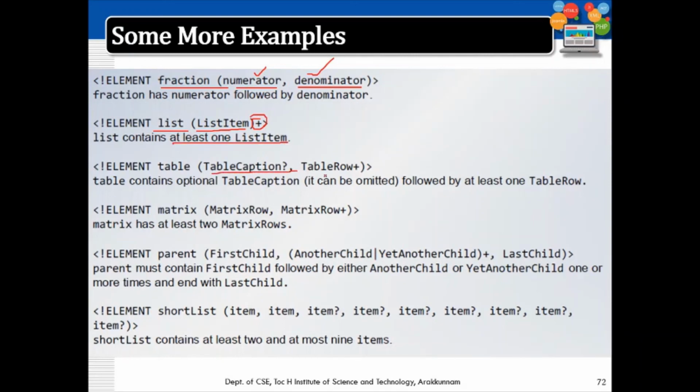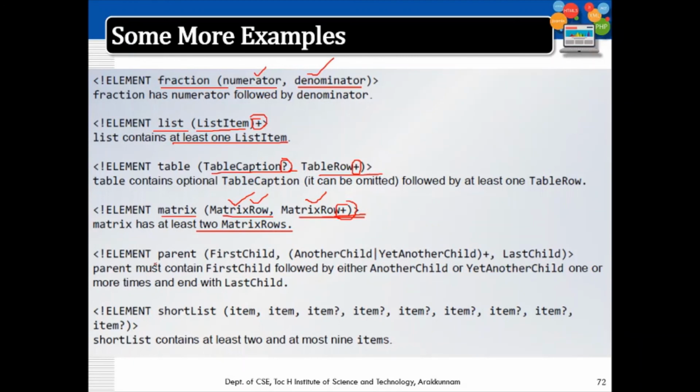Then table caption, table row plus. Table caption question mark means it can be omitted. Here it is plus, so one or more occurrences. Again matrix with matrix row and matrix row plus. So one occurrence of matrix row is a must because it is given here without any modifiers. Then matrix row plus, where plus means one or more. So one here and one here. So two matrix rows is a must. More than two is also possible.